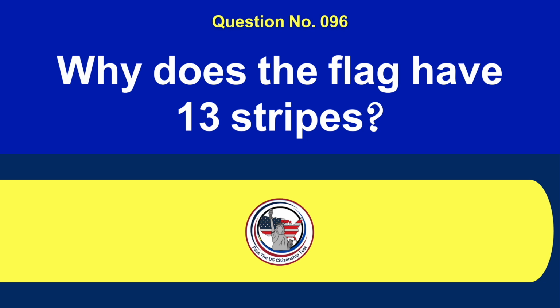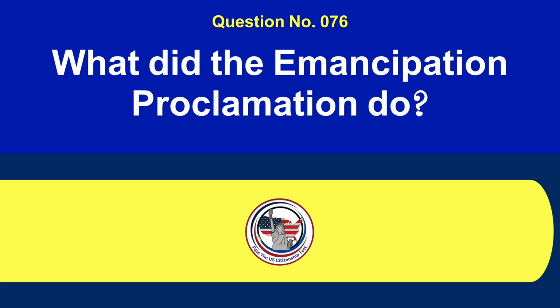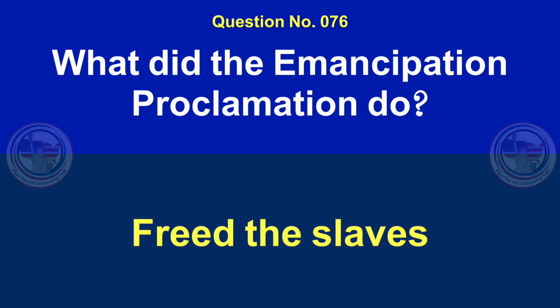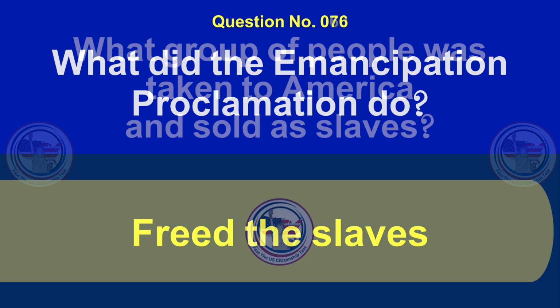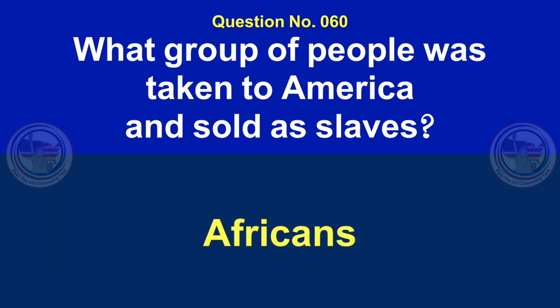Why does the flag have 13 stripes? Because there were 13 original colonies. What did the Emancipation Proclamation do? Freed the slaves. What group of people was taken to America and sold as slaves? Africans.